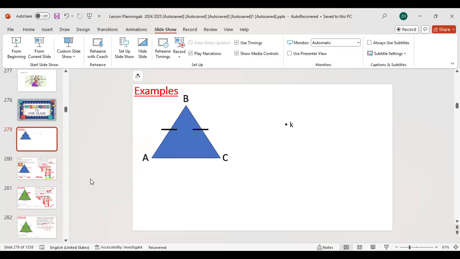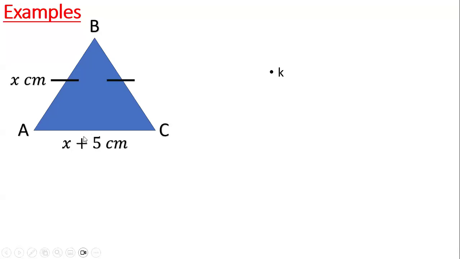And then we're going to start adding our algebra stuff. So we're going to say that this side right there is x. And this side here is not x, but it's going to be x plus 5. So we have x, and we have x plus 5. And so we're trying to figure out how we're going to finish this.